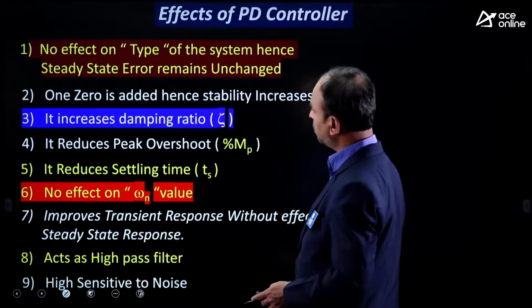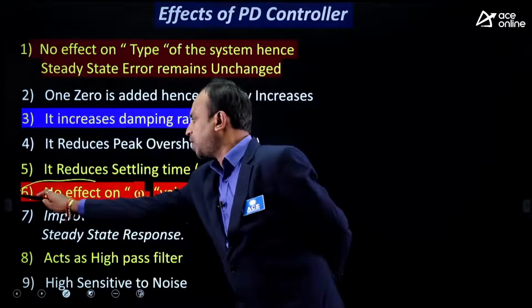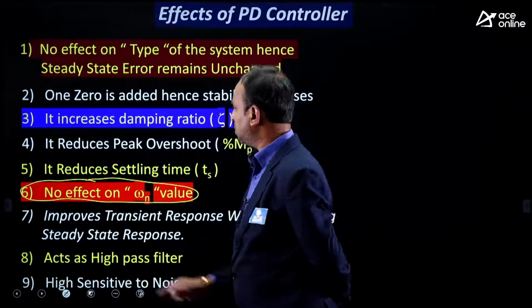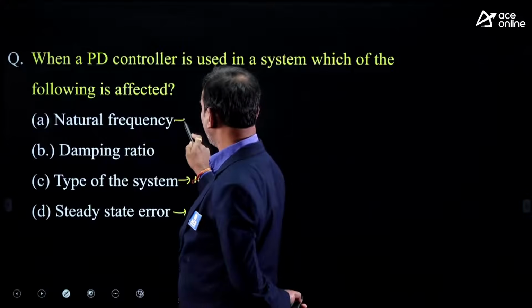Next, the omega n value: no effect on the omega n value with a PD controller.